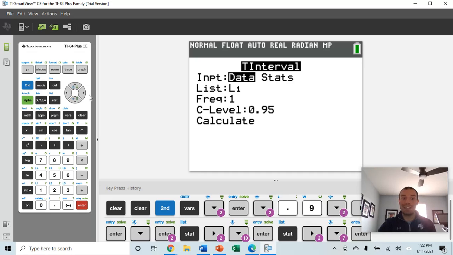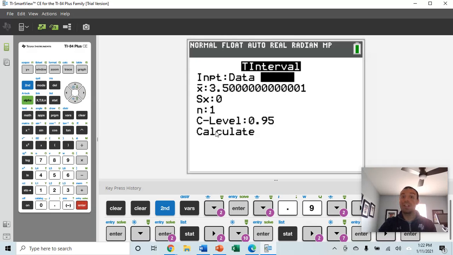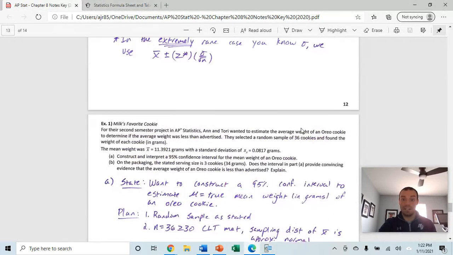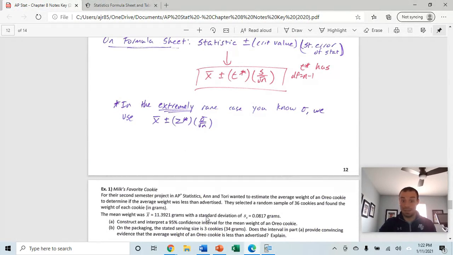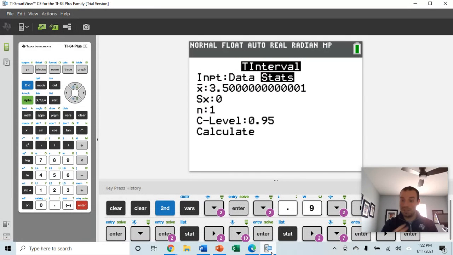You would use the stats option when you're given the mean and the standard deviation and the sample size, as we are in the example here where they tell us here's what the mean weight is, here's what the standard deviation is, here's the sample size. So you have these two choices as to which one to use when you're talking about a t interval. Data, if you're actually entering the raw data into the calculator, and stats when you're given the sample mean, the sample standard deviation, and the sample size.